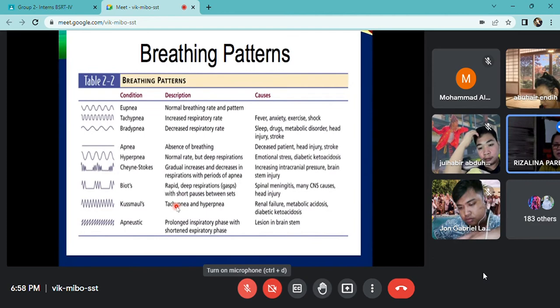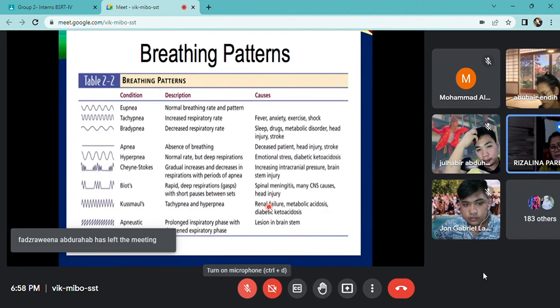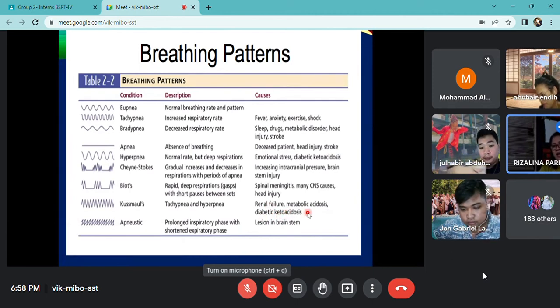breathing. So tachypneic and hyperpneic in nature. So in cases of renal failure, diabetic ketoacidosis, and metabolic acidosis. So Kussmaul yung kanyang next spec. So kung ang patient natin has Kussmaul breathing sa ABG, so yun, expected na meron siyang metabolic acidosis. Apneustic is different from apnea. Apneustic is yung prolonged inspiratory phase with shortened expiratory phase. So lesion in brainstem could give us apneustic breathing pattern.